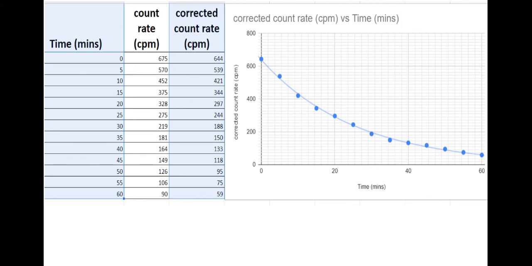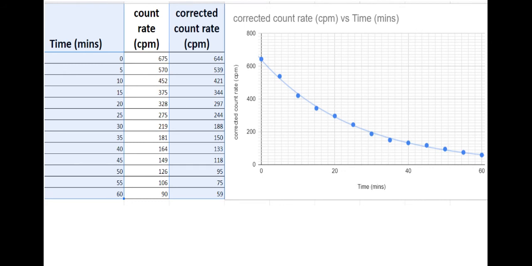The average background count level, incidentally, was 31 counts per minute. So 675 minus 31 gets us 644. 570 minus 31 is 539, and so on. And then I've asked my spreadsheet to draw me the graph on the right-hand side, which shows the corrected count rate against time. And from that, we can work out the half-life.